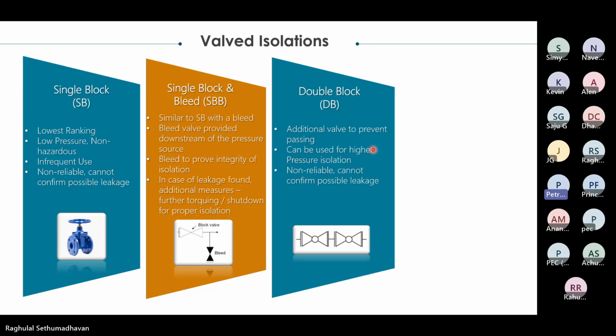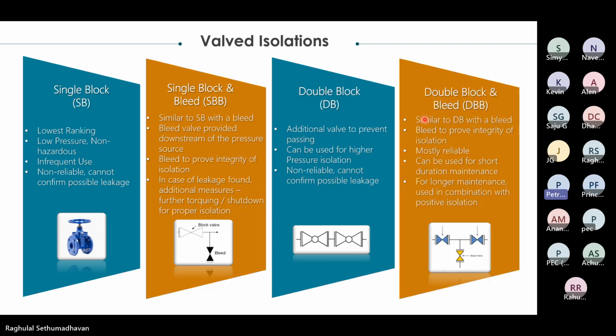Then there is double block. To the single block, there is an additional valve provided to limit the further passing. It can be used for higher pressure applications. This also may not be considered a reliable option because it cannot confirm the possible leakage. If there is a passing in the first one and further passing in the second one, we cannot come to know. So there is double block and bleed. Here we can confirm the leakage, the integrity of the isolation, with the block and bleed.